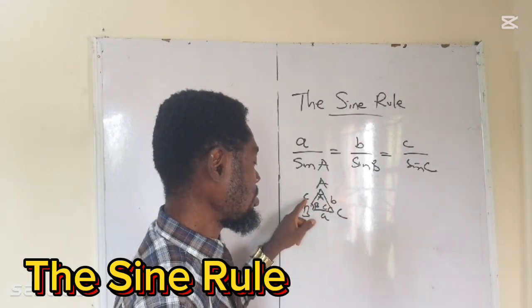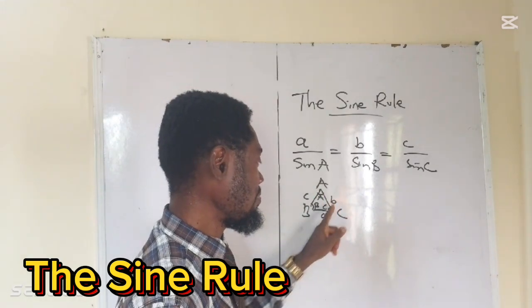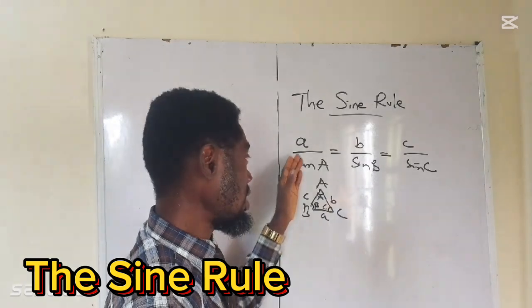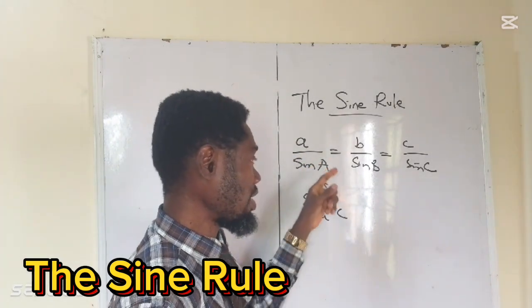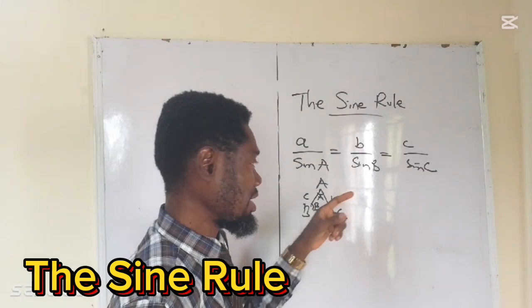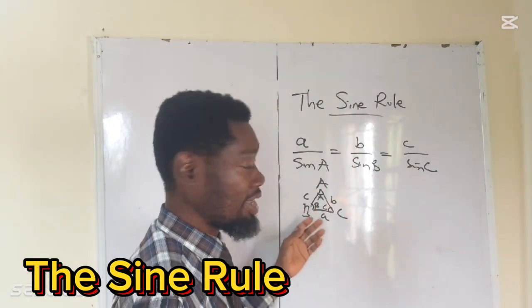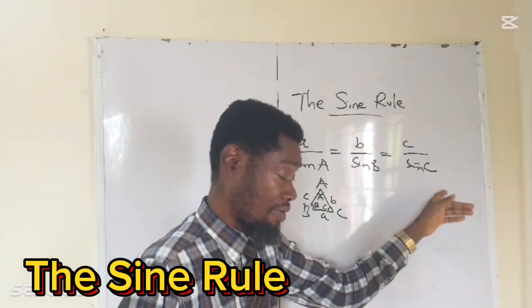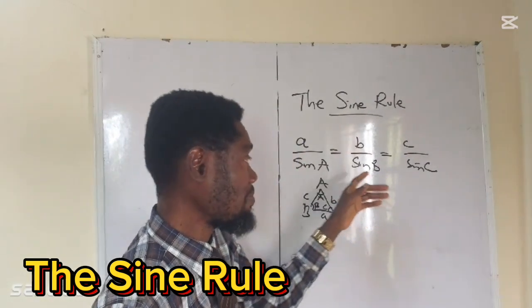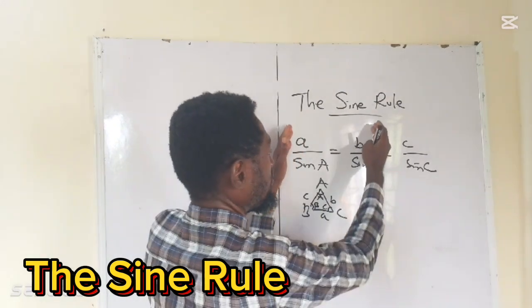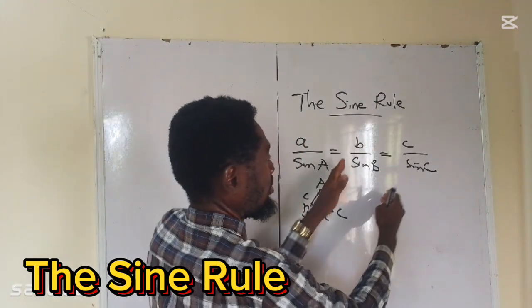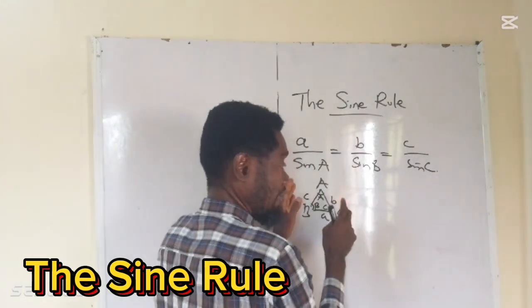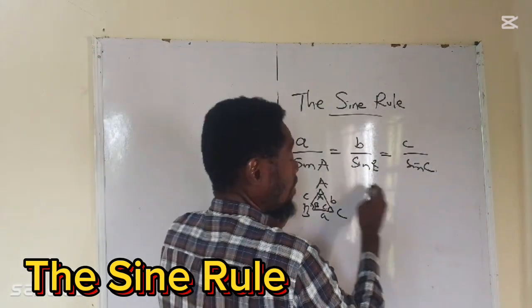This side is called small a, this side is called small b, and this side is called small c. We can use this rule, a over sine A equals b over sine B equals c over sine C, to find any unknown side. Meanwhile, we don't use all three parts as they appear. We only use two of the given parts to solve the problem.